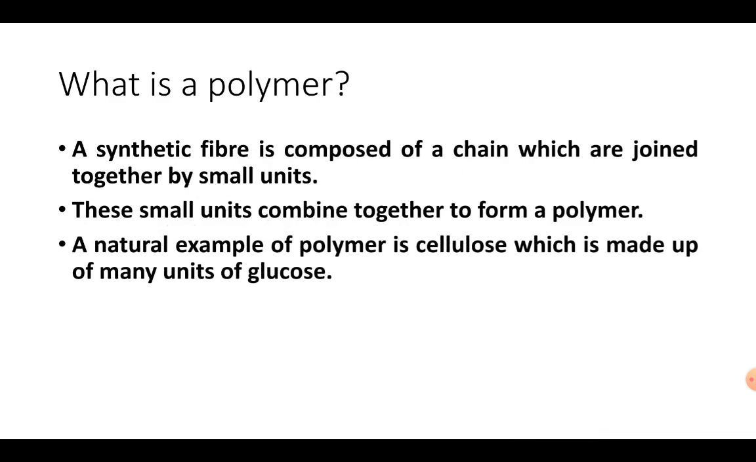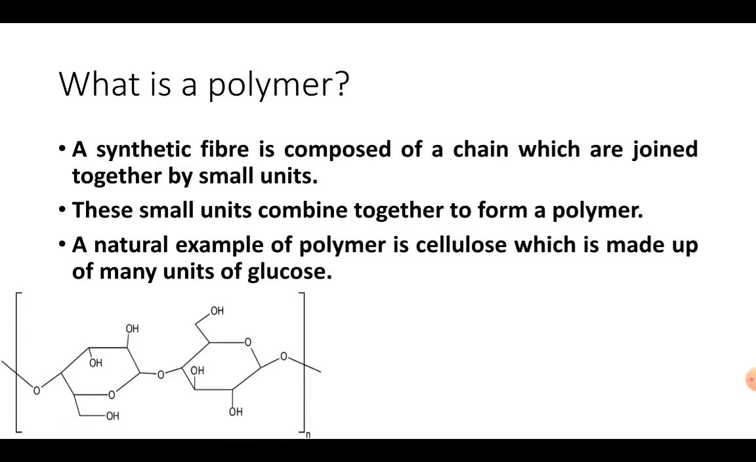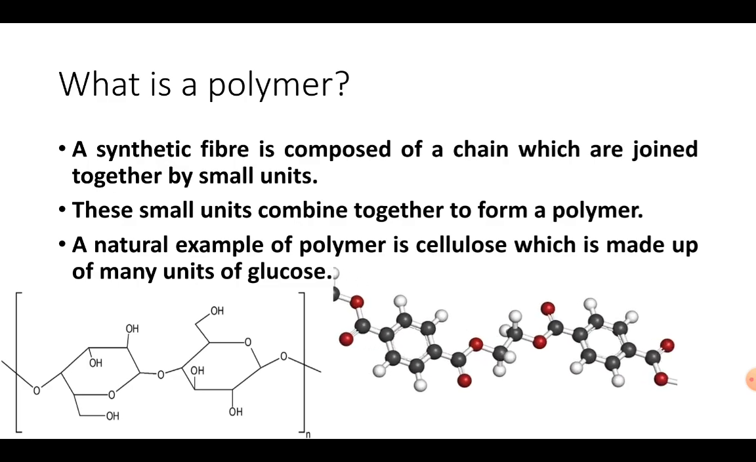A natural example of polymer is cellulose, which is made up of many units of glucose. When we see the cellulose, the structure of cellulose is given over here, which we see as many glucose units together form the cellulose, and this is a typical polymer structure.